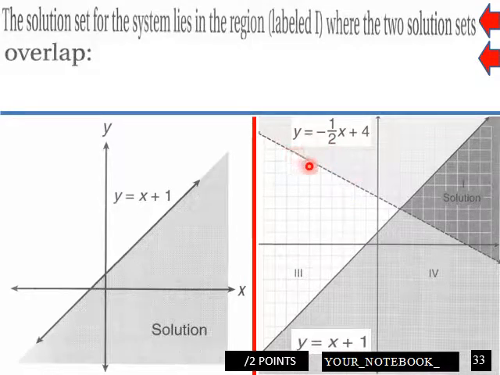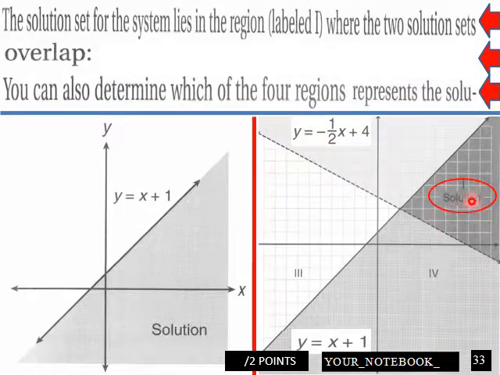y equals negative 1/2 x plus 4, and y equals x plus 1. But the other one was a strict inequality. Here is our solution here. You can also determine which of the 4 regions represents the solution, which is right here. This is the overlap here.